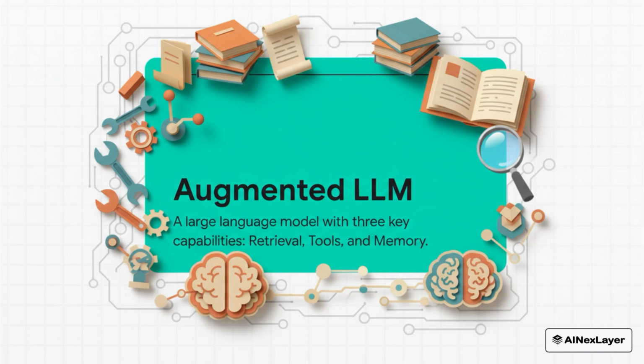Now, the core idea here, which Anthropic talks about, is something called the augmented LLM. This is not just a plain old language model. This is an LLM that's been supercharged with 3 key capabilities. You've got retrieval, which gives it access to outside knowledge. You've got tools, which let it actually take actions in the world. And you've got memory, which lets it keep track of things and learn from past conversations. This is the fundamental building block of any modern agent.